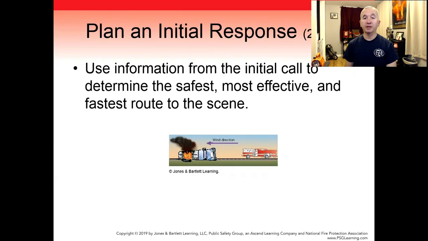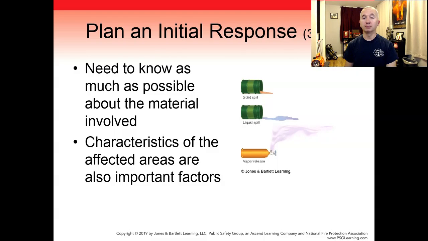The information obtained from the initial call for help is used to determine the safest, most effective, and fastest route to the hazardous materials scene. Responders need to know as much as possible about the material involved. Different materials require different responses. The characteristics of the area affected near the location of the spill or leak are also important factors.